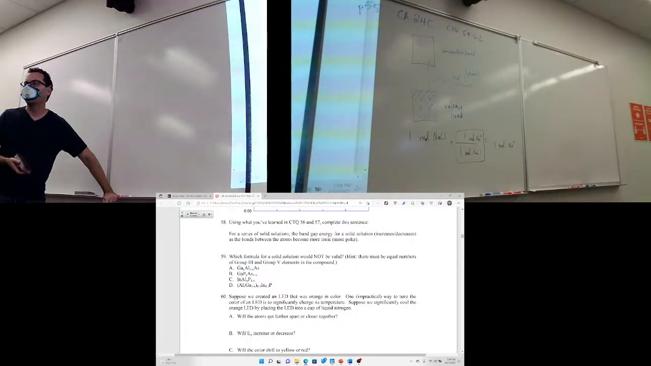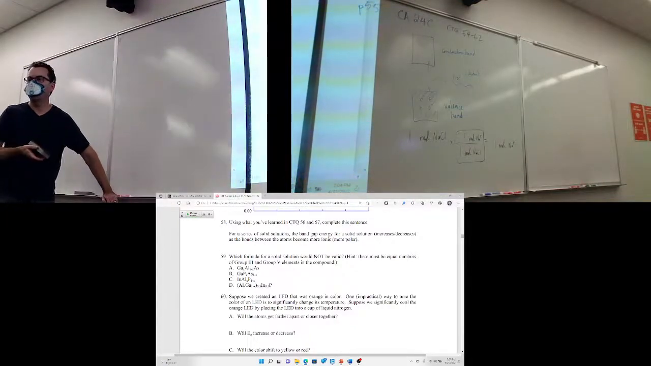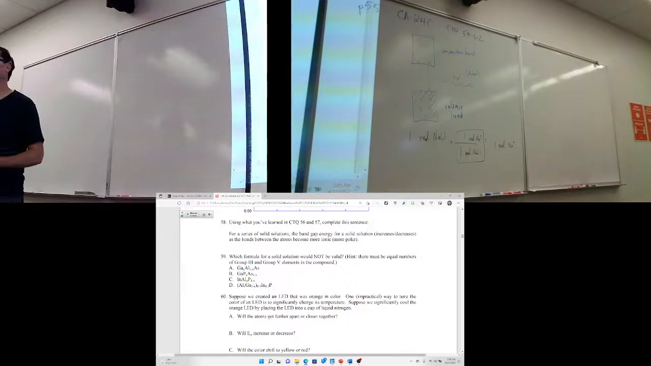I'm getting a little mixed up on this one. Let me try to have it straight. So, electronegativity is proportional to the band gap. Yeah, roughly, yes. And the bond length is inversely proportional to the band gap. Yes. Okay. Yes. Thank you.